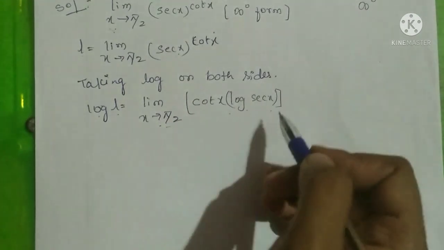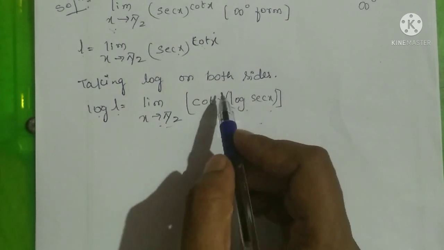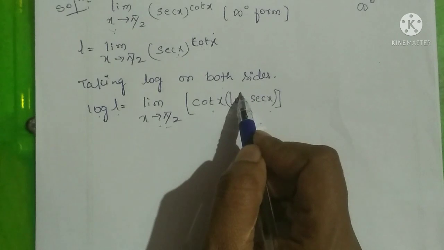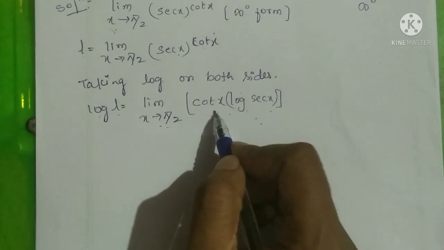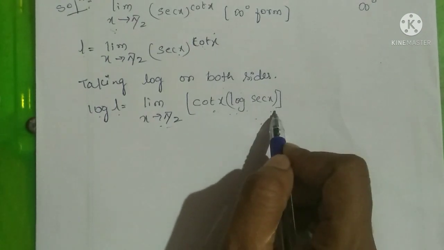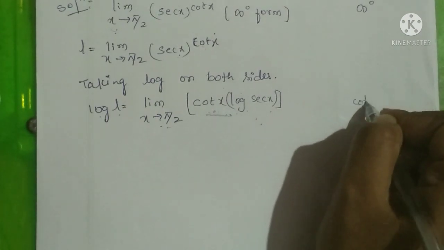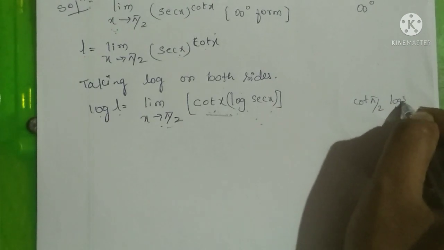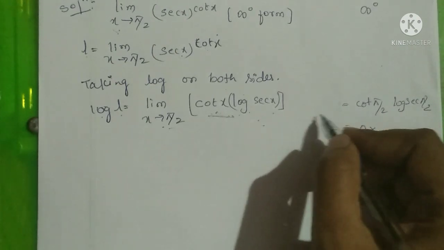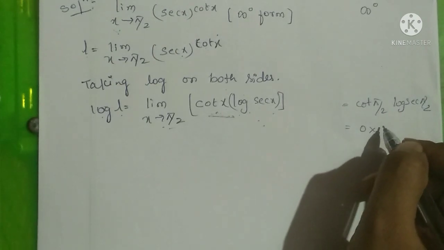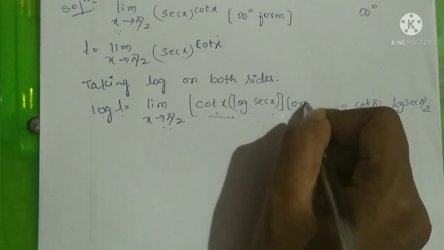Now we have to confirm which type of form it is. It cannot be 0 to the power of 0, infinity to the power of 0, or 1 to the power of infinity. It can be either 0 into infinity form or infinity minus infinity. By seeing it, we can say that this is a 0 into infinity form. Cot pi by 2 is 0, and log secant pi by 2 is infinity. So the given function is in the form of 0 into infinity.